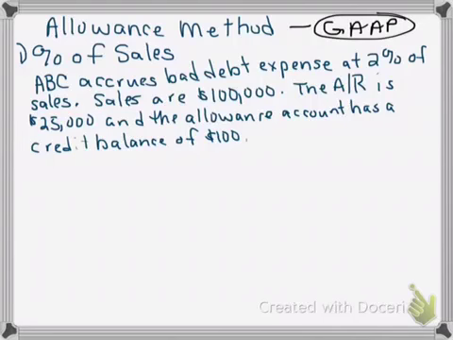And it says ABC accrues bad debt expense at 2% of sales. Sales are at $100,000, the accounts receivable is at $25,000, and the allowance account has a credit balance of $1,000 or $100. So what we see with this particular one being that it is percentage of sales, this is looking at the income statement approach.